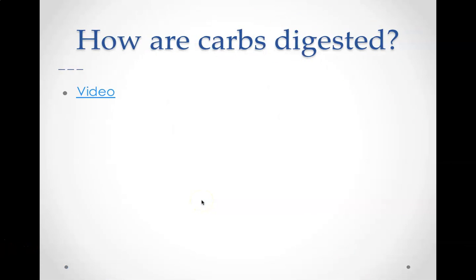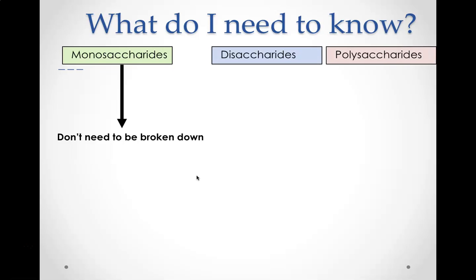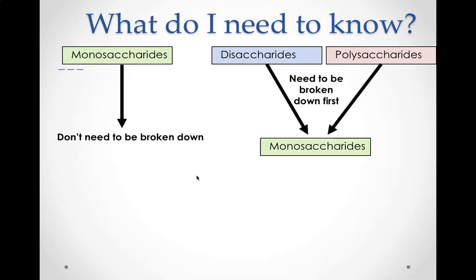Okay, so let's do our own summary of the important stuff that was in there, because that was kind of a lot of information. So first of all, we need to know that monosaccharides don't need to be broken down. They're already ready to be absorbed. But disaccharides and polysaccharides, they need to be broken down first. So they have to be broken into monosaccharides for us to be able to absorb them. And so that's where all of those enzymes come into play.